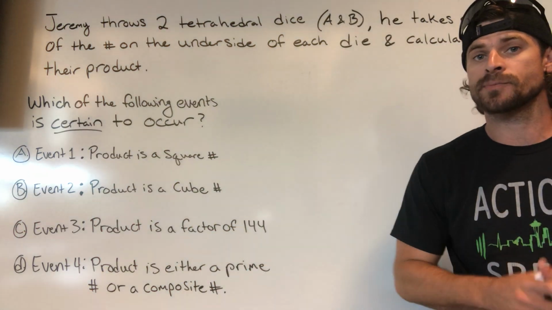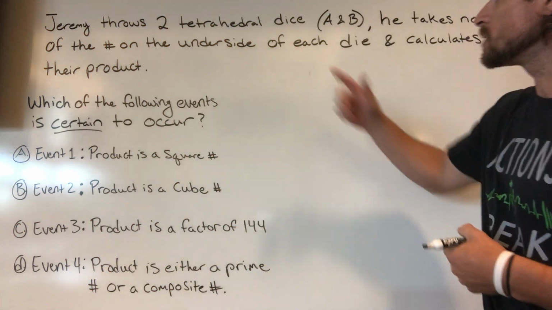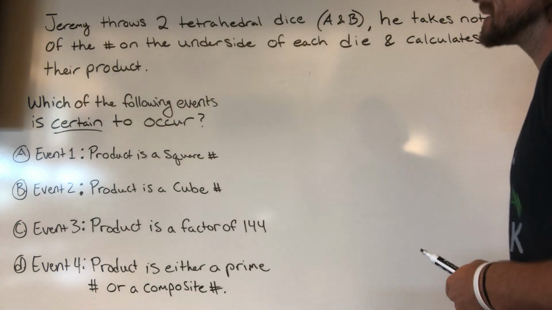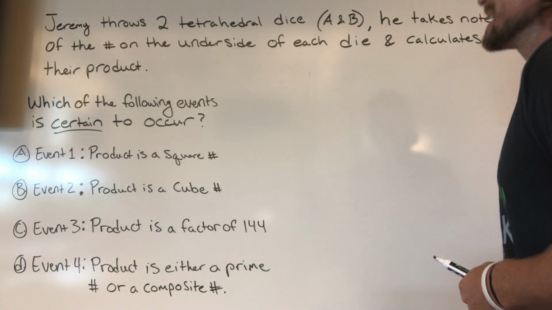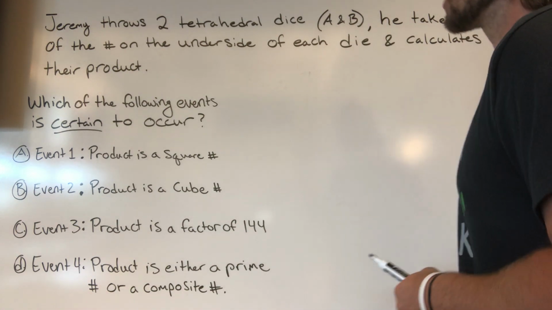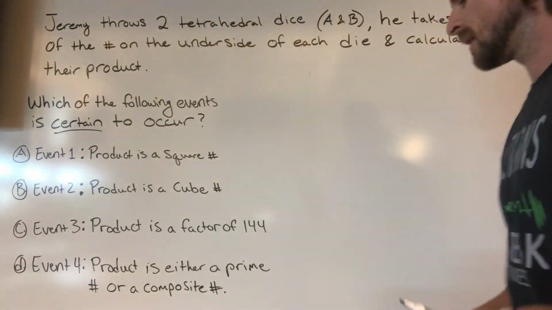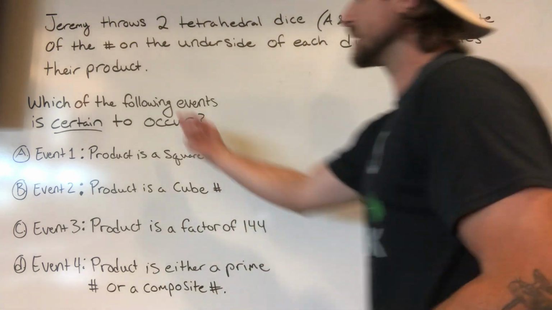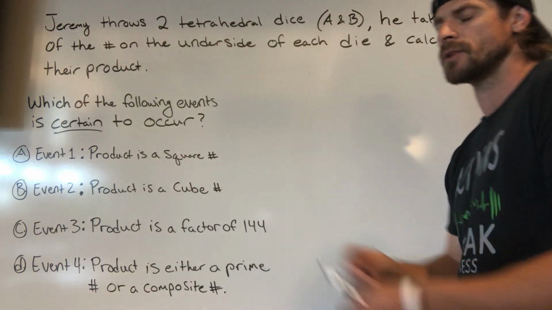All right, let's take a look at this problem and break it down. Jeremy throws two tetrahedral dice, dice A and dice B. He takes note of the number on the underside of each die and calculates their product. So he's throwing a four-sided dice. He's going to throw this dice and this dice. He's going to look at the two numbers that he got, and then he's going to get their product by multiplying those two values together.